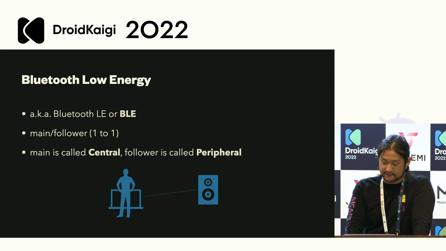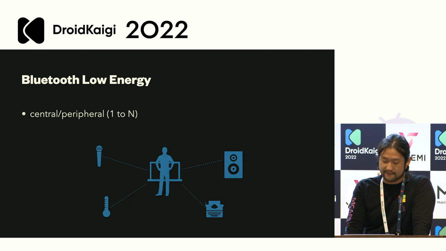BLE is also a server-client model similar to classic Bluetooth. In BLE in particular, the server is called the peripheral, and the client is called the central. BLE does not have a 7 nodes limit like Bluetooth Classic. Connections can be made as many as the hardware allows.